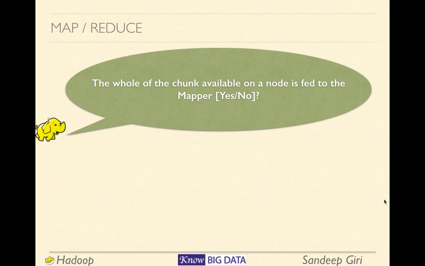Say you have got first 64 MB on one node, other 64 MB on another node. So when your mapper is executed on that particular node having first 64 MB, is exact 64 MB fed to your MapReduce code, or does it do anything else? What does your gut feeling say? So the whole chunk available on HDFS, or you can say data node, is fed to the mapper. Yes or no? Quick, just give me a hunch.